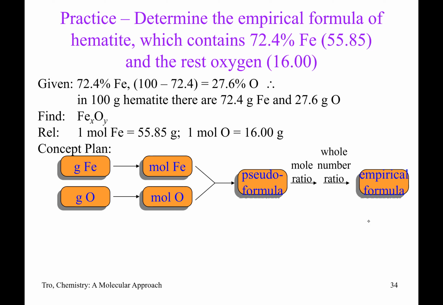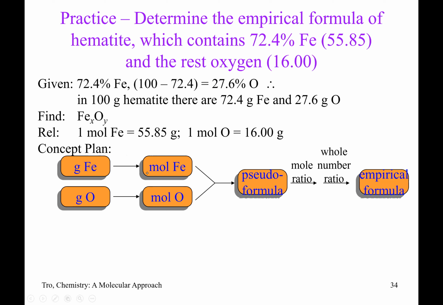So another example, like if you have the percent empirical formula of that which contains 72.4% of iron, and the rest is oxygen. So 100 minus that is going to be oxygen. So sometimes the information is given indirectly. As long as you have the percentage for both, you cross the percent sign and you change that to gram. Then you go from gram to mole.